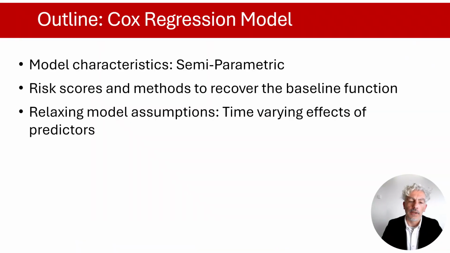In this third presentation, I will provide a discussion on how the Cox regression model is a semi-parametric model. I then will introduce a useful statistic, the risk scores, and also will illustrate methods that can help recover a baseline function from the estimates of the Cox regression model. And then I will mention some ways to relax some of the model assumptions, and particularly an example of time-varying effects of predictors.